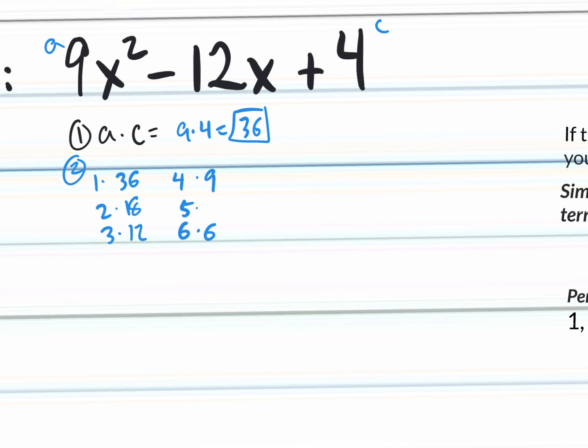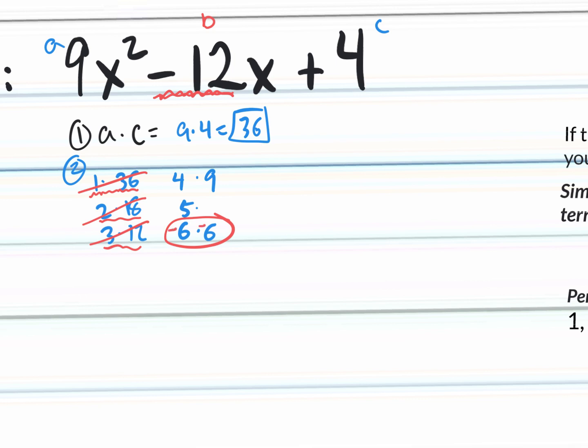So those are all the possible multiples. And what we need to do is find the pair of numbers that combines together to give us the middle value b, which in this case is negative 12. So if I were to add 1 plus 36, that'll give me 37. And that b value is not a 37, it's a negative 12. So that doesn't work. When you add 2 and 18, that's 20. That doesn't work. The middle term is not 20. 3 and 12 is 15. That's not 15. 6 and 6 is 12. But you want it to be a negative 12, not a positive 12. So you have the right numbers, just the wrong signs. So change both of those positive 6s to negative 6s.